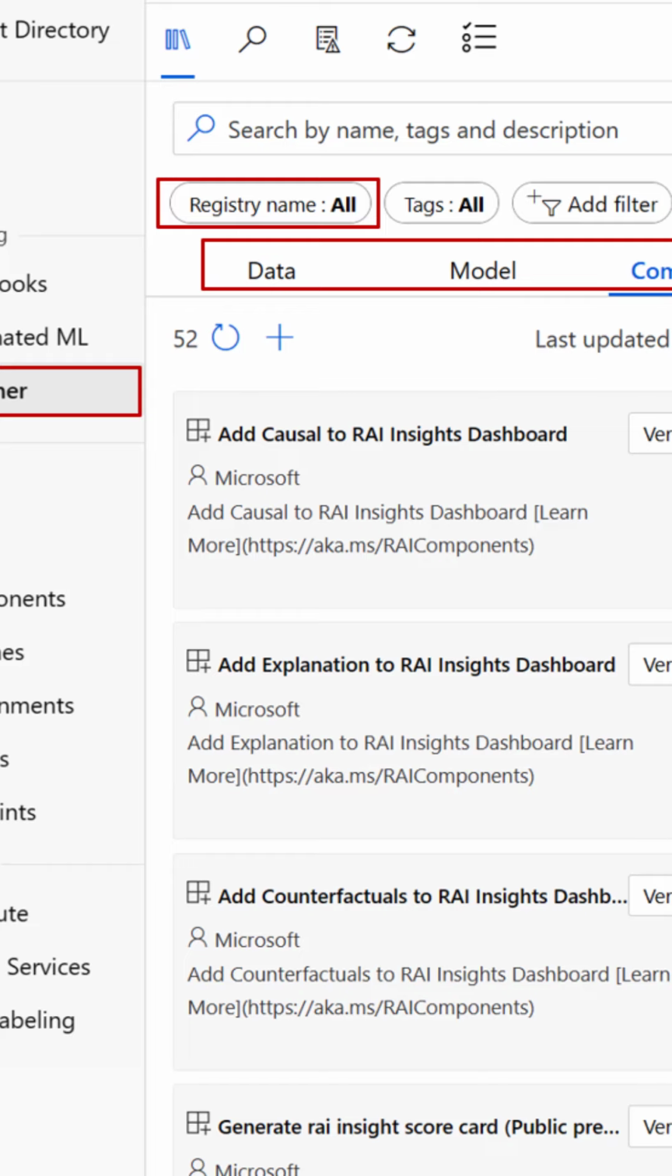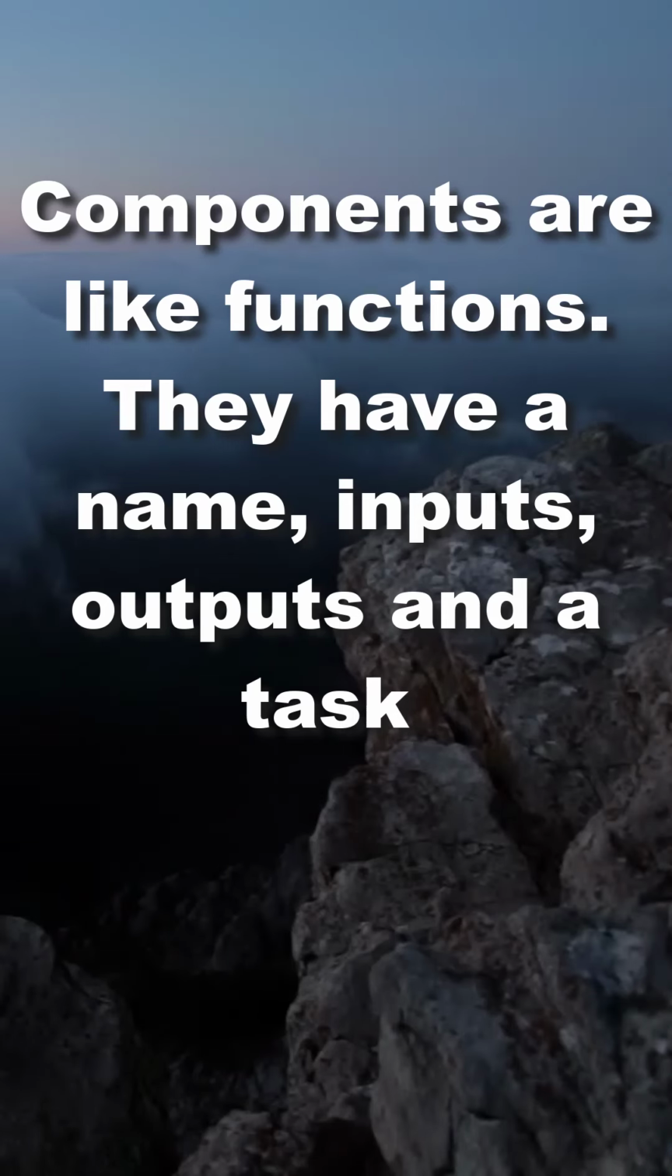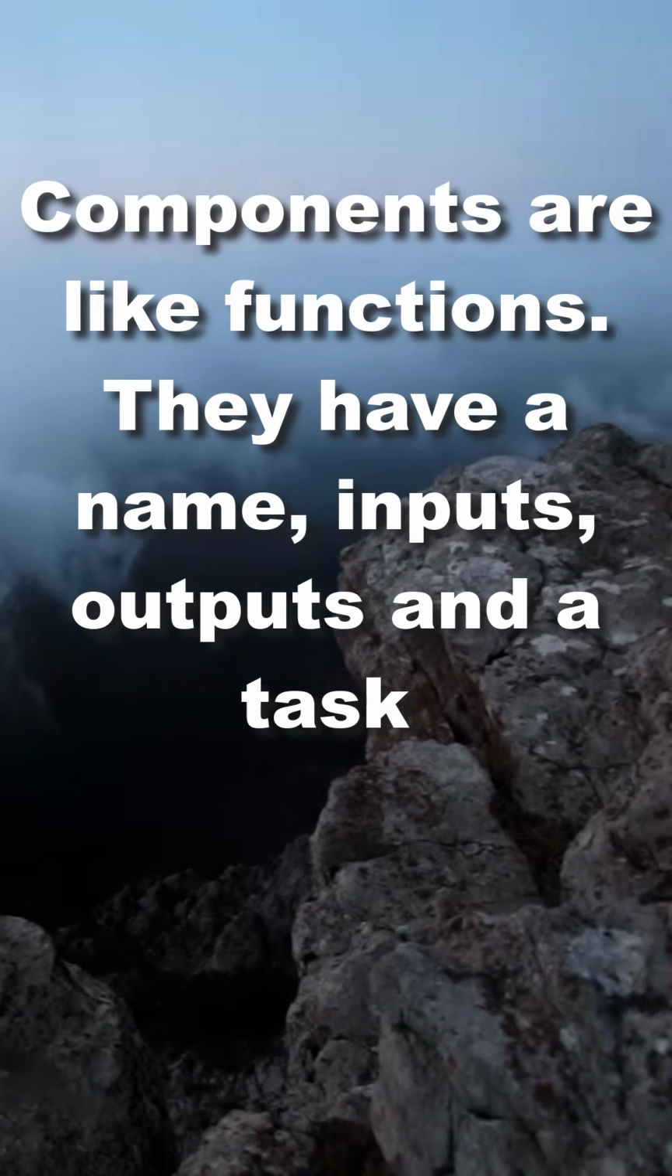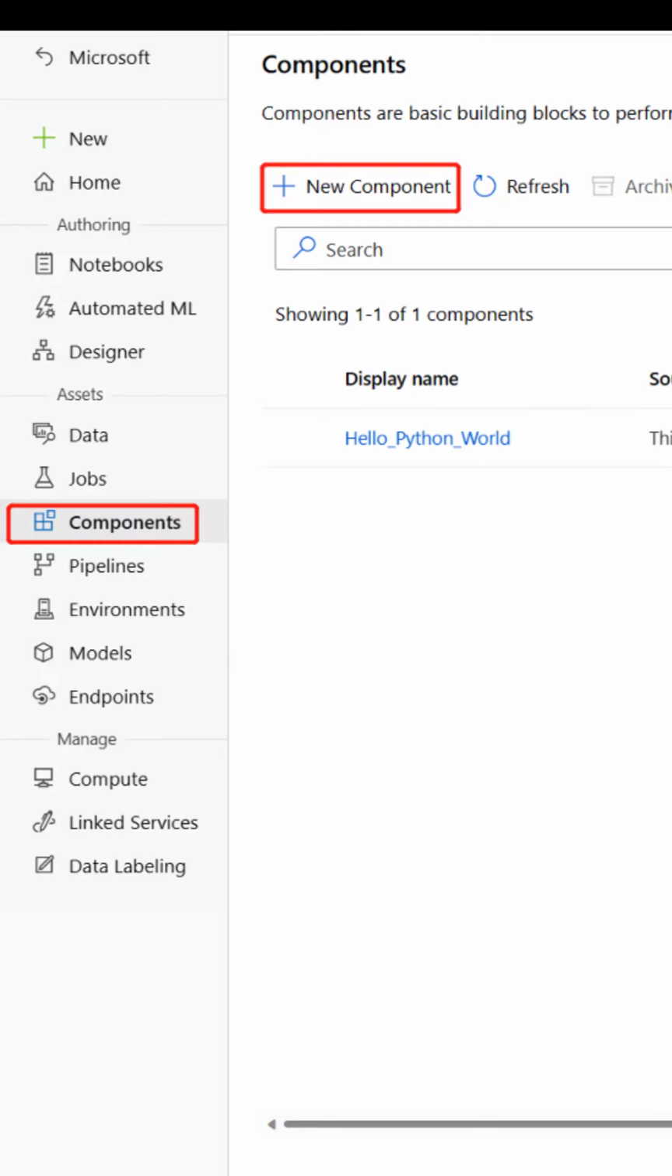From the library on the left, components in Azure Machine Learning are like functions. They have a name, inputs, outputs, and a specific task they perform in your pipeline. There are predefined components that split data, train, score, and eval. These can all be dragged to the designer.